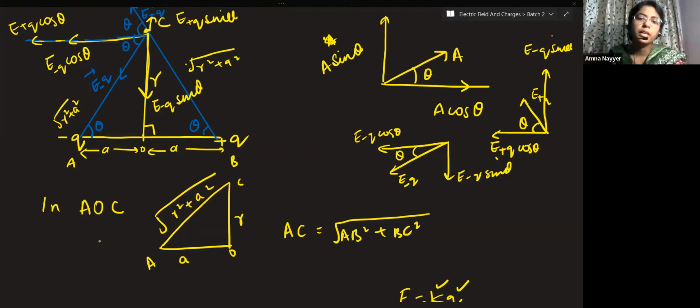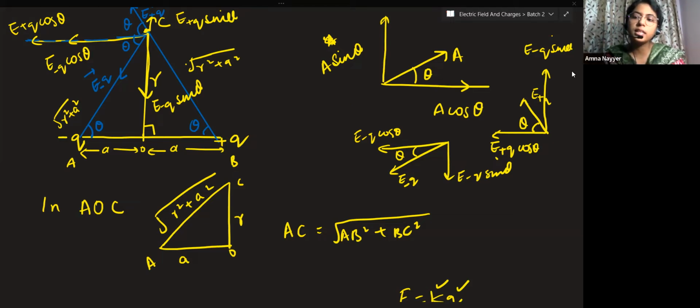See, Kulsum, this is R, this is A. This is the triangle that I have drawn over here. This is R, this is A. So this gives under root R square plus A square. Understood? Okay, so this is the separation from the point to the charge.